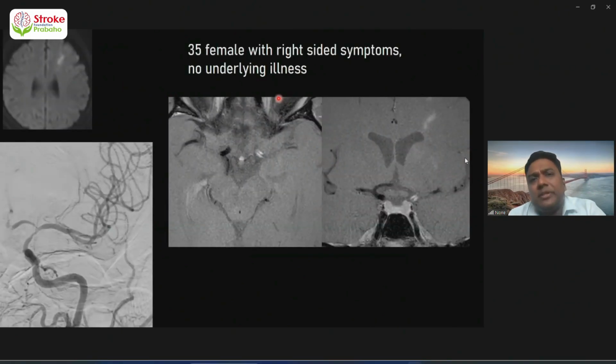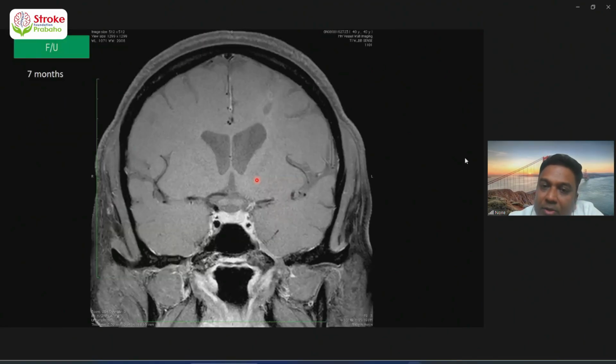Now, looking at another patient, a 35-year-old female with right-sided symptoms with no underlying illness. Again, as I mentioned, there is terminus involvement, A1 involvement, M1 origin involvement. My first suspicion is vasculitis and not atherosclerosis. Now look at the wall imaging here. If you see, there is thickening of the arterial wall here, this is the axial imaging, this is the coronal imaging, so it is concentric, and there is avid enhancement, which is almost close to that of the pituitary stalk. So if you have a circumferential arterial wall enhancement, which is close to that grade 2 enhancement, then it goes for vasculitis.